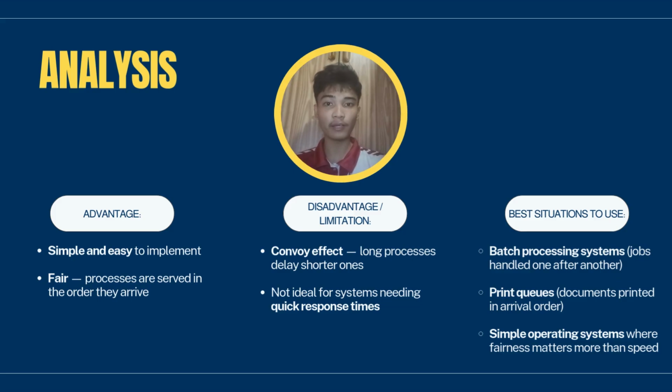However, one major drawback is the convoy effect. If a long process arrives first, it can delay all the shorter ones waiting behind it. This means that FCFS is not ideal for systems that need quick response times like interactive applications. Instead, it's better suited for batch processing systems, where jobs are handled one after another without needing immediate interaction. You'll also see FCFS used in print queues, where documents are printed in the order they arrive. And finally, it can be effective in simple operating systems where fairness matters more than speed.